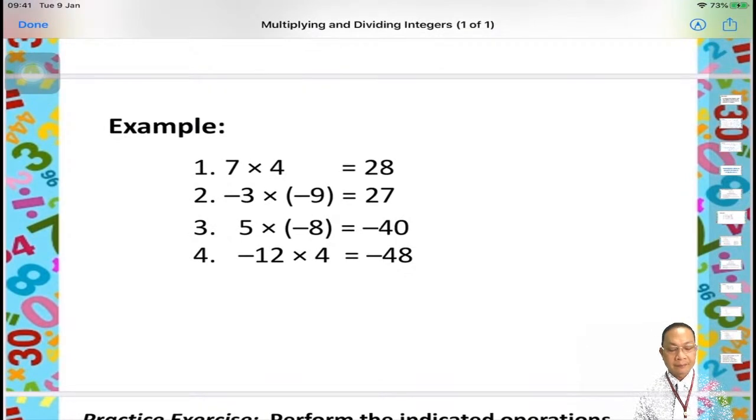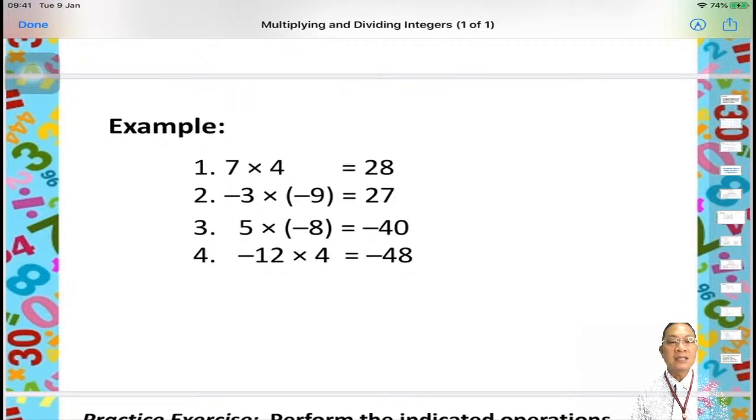We have 7 times 4. It means positive 7 times positive 4 is positive 28. And number 2, negative 3 times negative 9 is positive 27. And number 3, we have 5 times negative 8 is equal to negative 40. And number 4, negative 12 times positive 4 is negative 48.